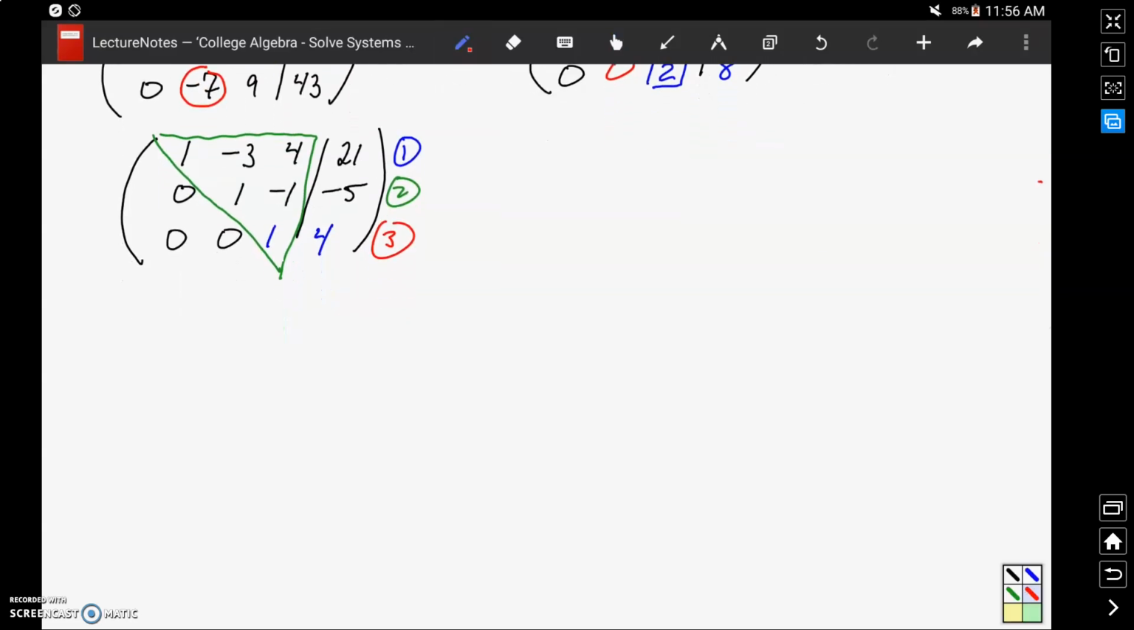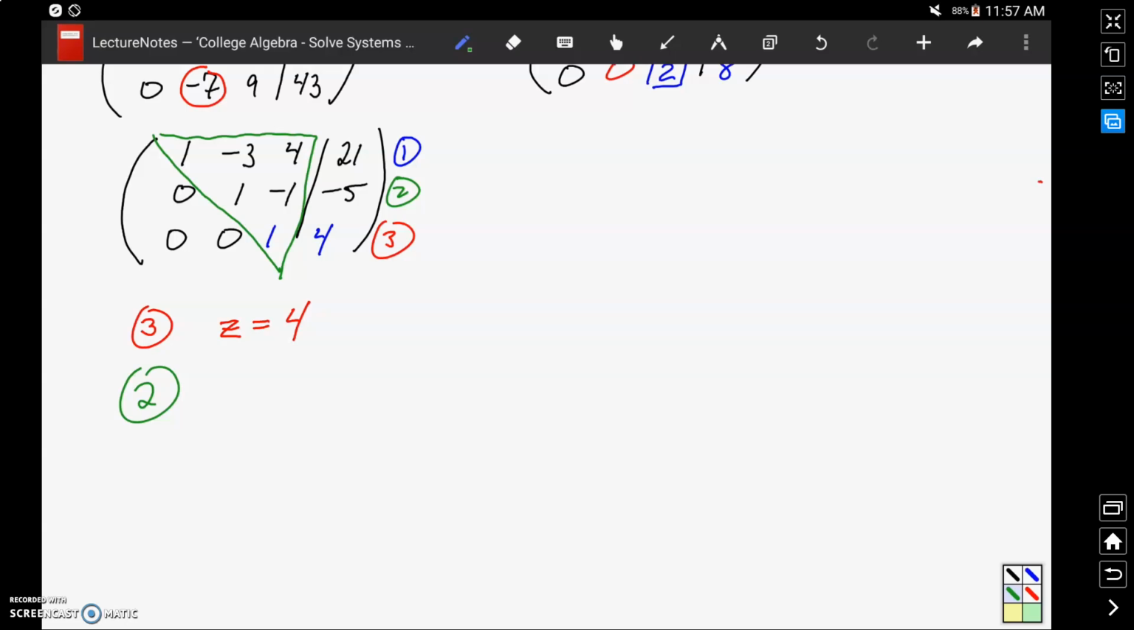We'll start off with equation 3. So the information in equation 3, or in row 3, tells us that equation 3 would be 1 times z, or just z equals 4. This means that if we've successfully converted our matrix into this row echelon form or upper triangular form, this last line will always give us our first solution. From there, we can use a process called backward substitution.